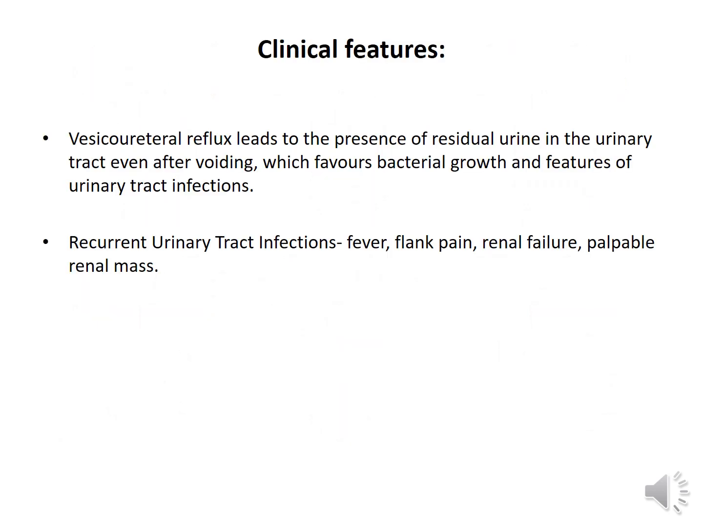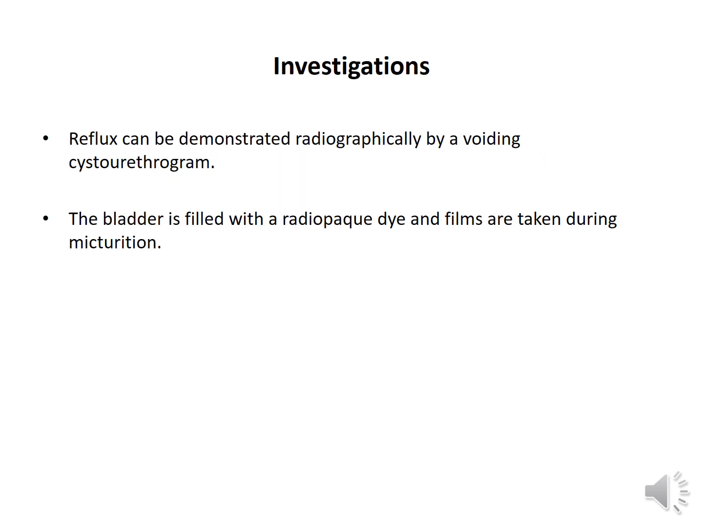Clinical features of vesico-ureteral reflux. Due to the vesico-ureteral reflux, there is presence of residual urine in the urinary tract even after voiding. This will favor bacterial growth and there will be features of urinary tract infection. The different symptoms with which the patient may present are fever, flank pain, renal failure, and in infants there can be a palpable renal mass also.